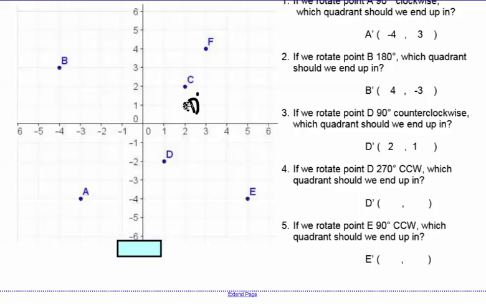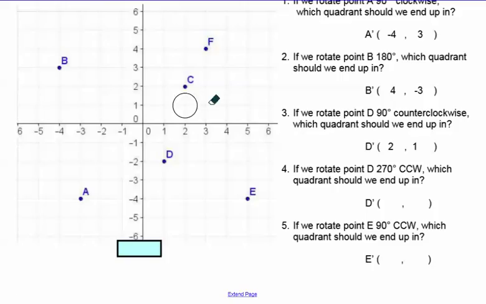So on the SOL, if you just need to pick which picture matches, you could just rotate your paper. You could plot this and just rotate your paper. You don't even have to plot it at the end. Just which one looks like your rotated paper. If you need the coordinates, though, that's when we need to plot it, rotate it, and think about what we're doing to get those coordinates. All right, let's go ahead and look at the next problem.